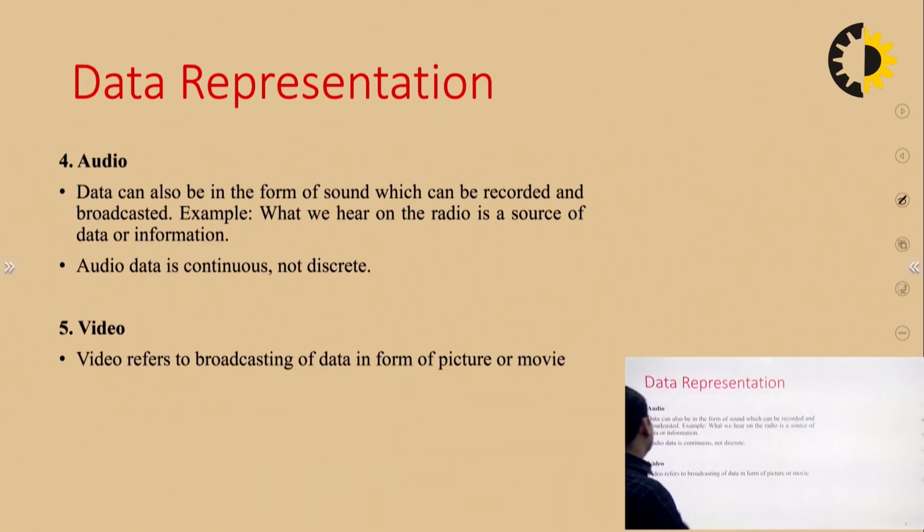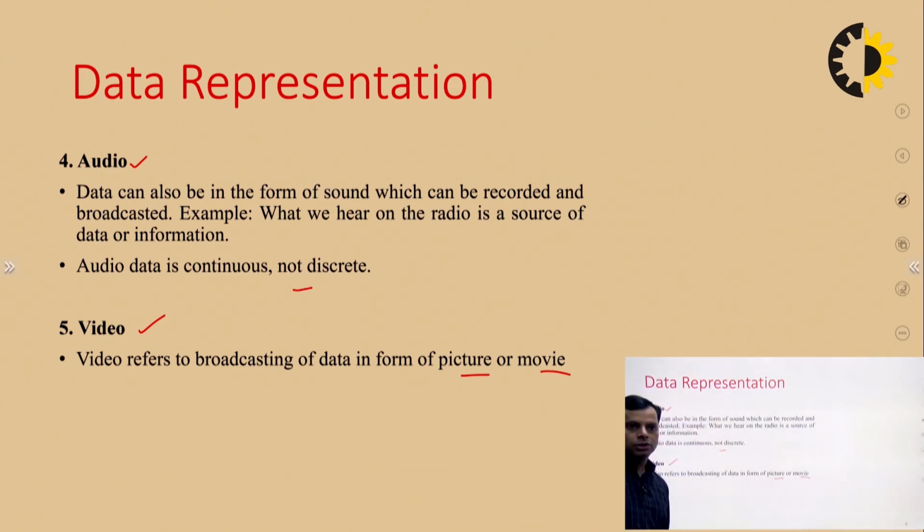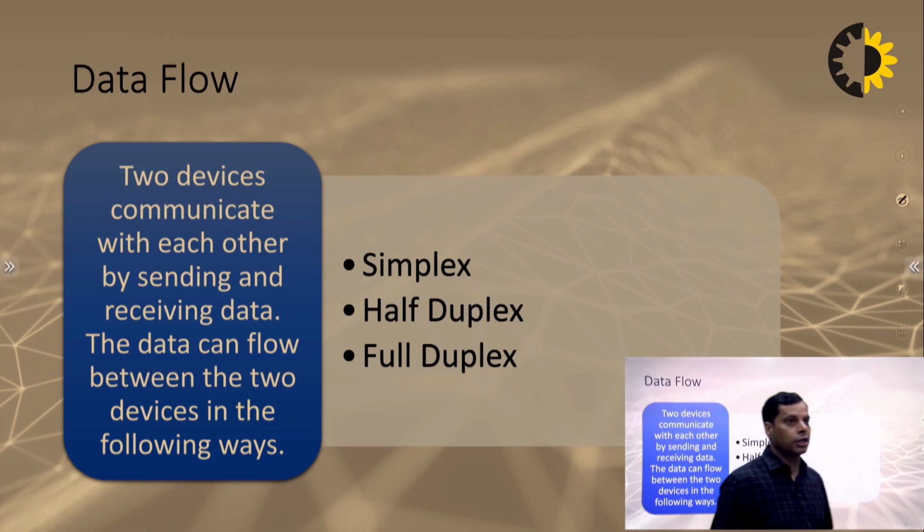The next is audio. Data can be in the form of sound, which can be recorded or broadcast. Audio data is continuous, not discrete. The next one is video. Video refers to the broadcast of data in the form of pictures or movies. So this is the form of data representation.